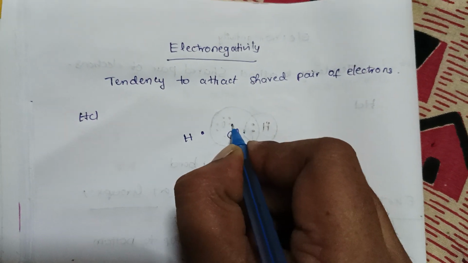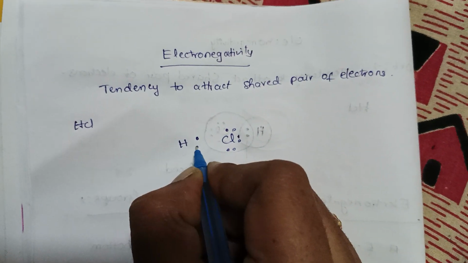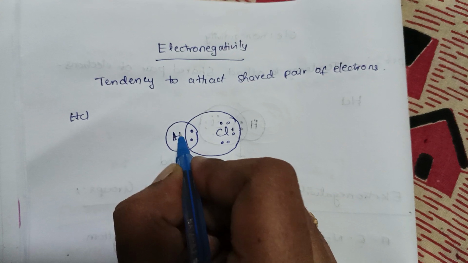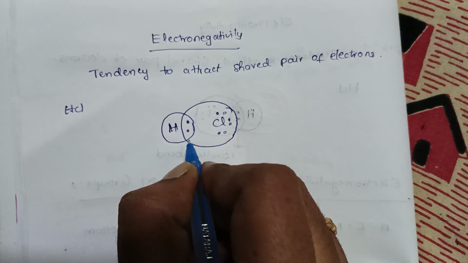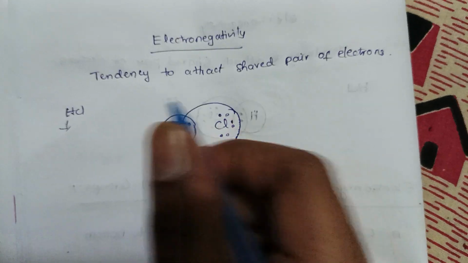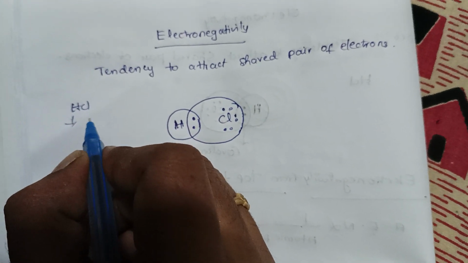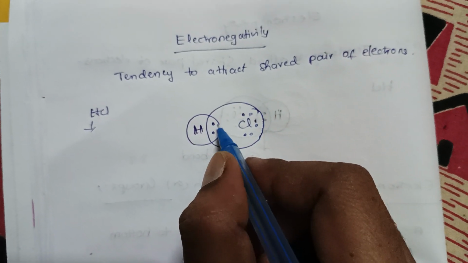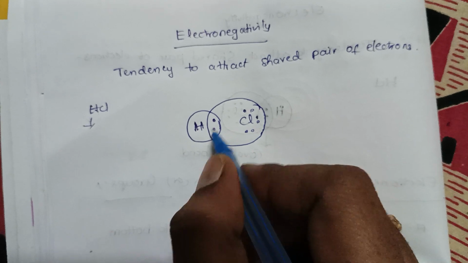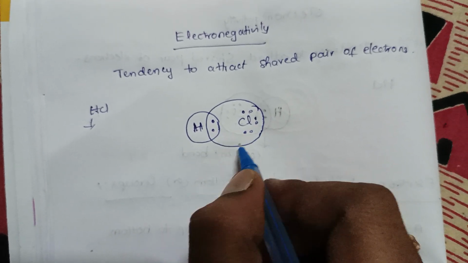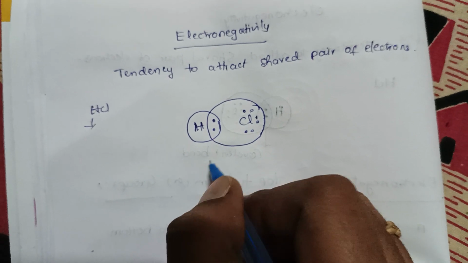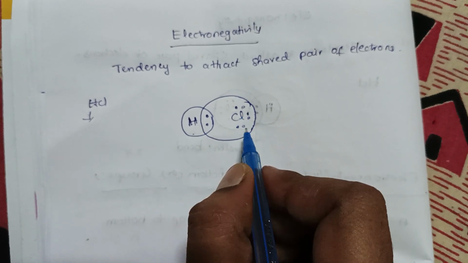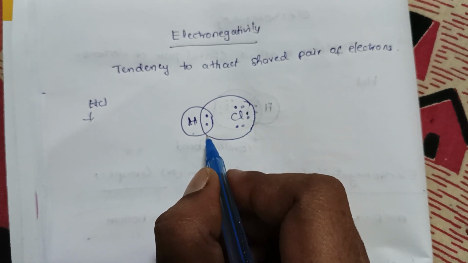If we take the HCl molecule, hydrogen is one electron short of the noble gas configuration. Chlorine also has 7 electrons in its outermost shell, so it is also one electron short of the noble gas configuration. By sharing a pair of electrons, both get stabilized by a covalent bond. This tendency of the shared electrons to shift towards hydrogen or towards chlorine is called electronegativity, right?